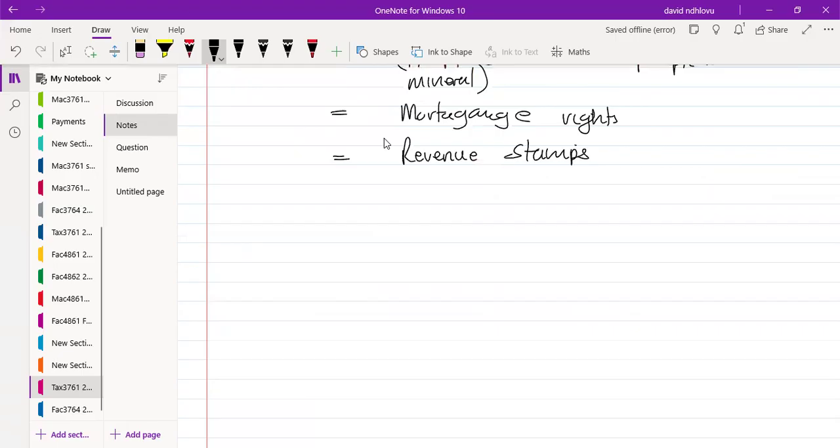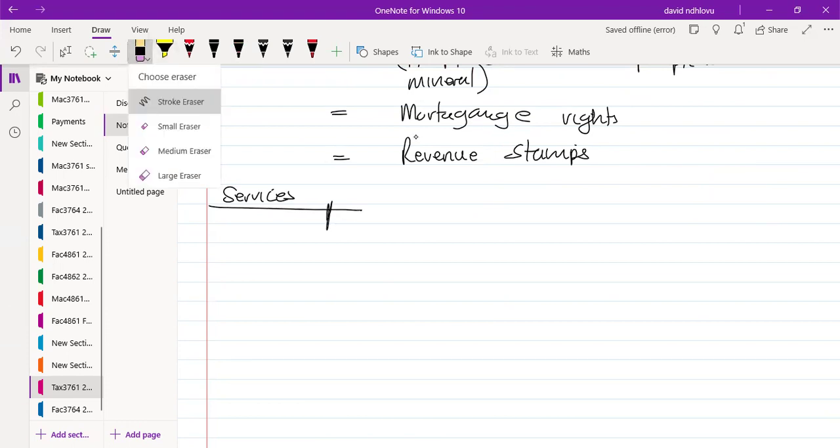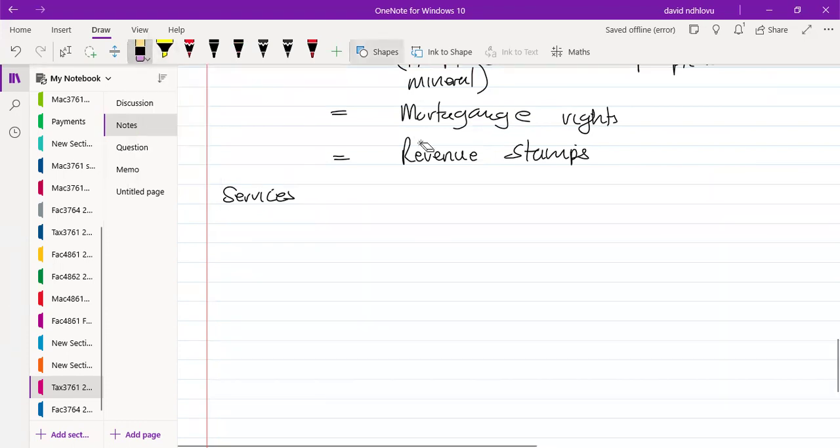Remember it is a supply of goods or services. So what does the term services in this instance mean? Right, so services is a broad term, encompassing almost everything that is not included in the word goods. So if you make a supply and the supply does not qualify to be a good, most likely that supply will be deemed to be a service.